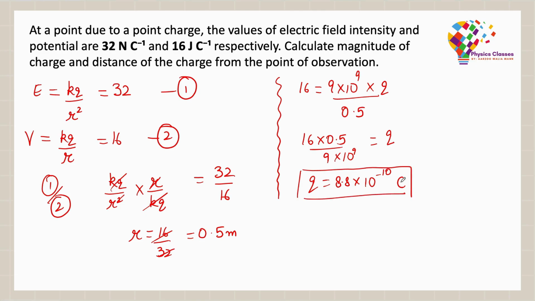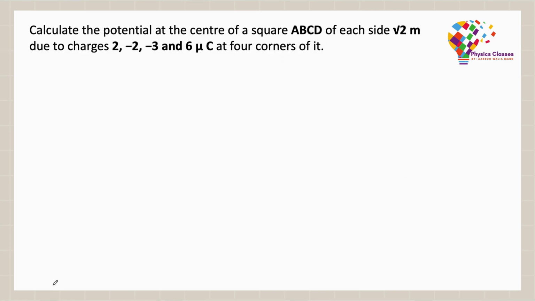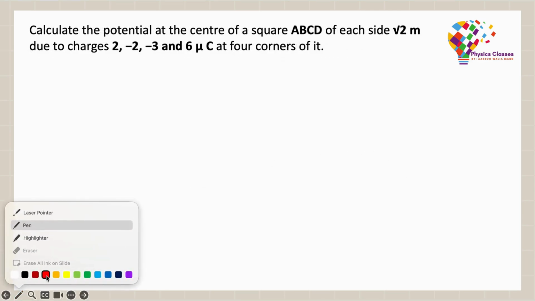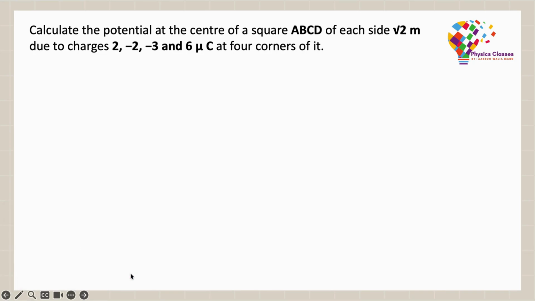Now, let's move on to the next question here. Calculate the potential at the center of a square ABCD of side root 2 meters due to the charges 2, minus 2, minus 3 and 6 microcoulombs at the four corners of it. So let's quickly make a square in here. So let's say this is my square.